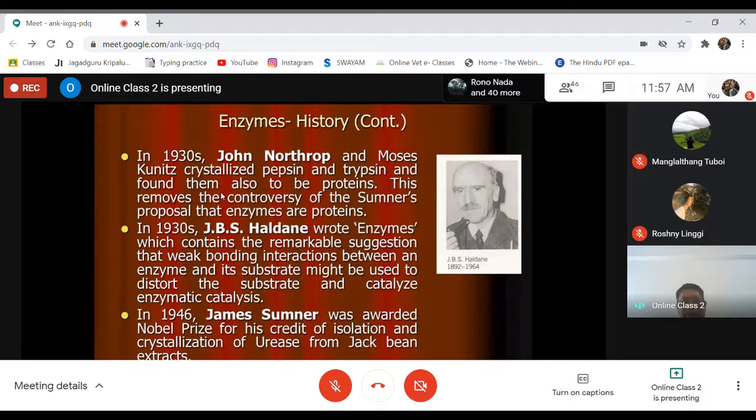Okay? It may not remain in the native conformation. And this distortion in the structure of the substrate molecule helps in the catalysis. So that was the suggestion, and this was a very remarkable suggestion, because later on we come across that in many of the reactions the enzymes catalyze, the enzyme distorts the conformation of the substrate molecule. So what he suggested is a clue that comes through.